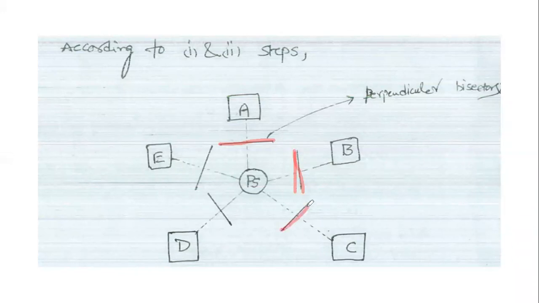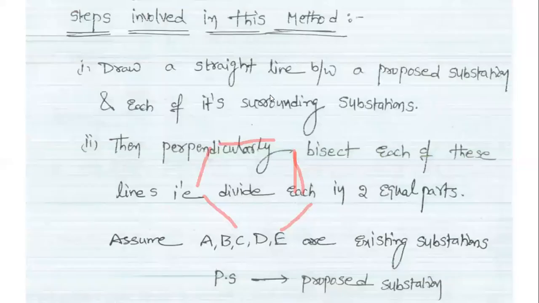Then we draw the perpendicular bisector for C, and this is the perpendicular bisector for D. The distance from E to the bisector is equal to the distance from the bisector to the proposed system. Those are the perpendicular bisectors for all the service loads or utility loads.